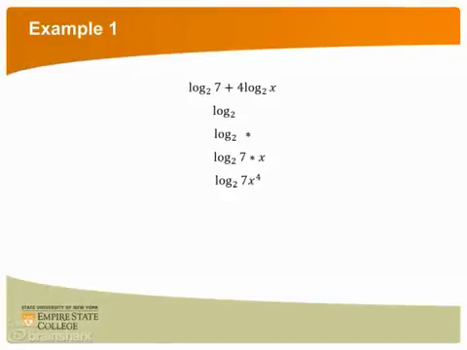The final touch is to move the 4 that was in front of the base 2 log of x and make it into the exponent on x. So log base 2 of 7 plus 4 log base 2 of x equals log base 2 of 7x to the 4th power. Let's look at one more example.